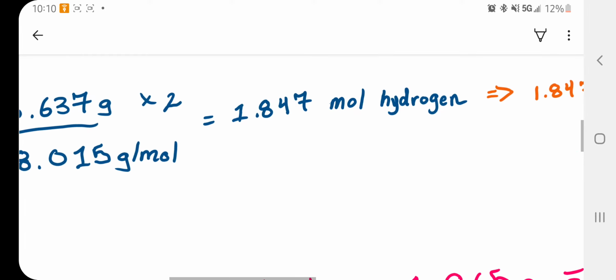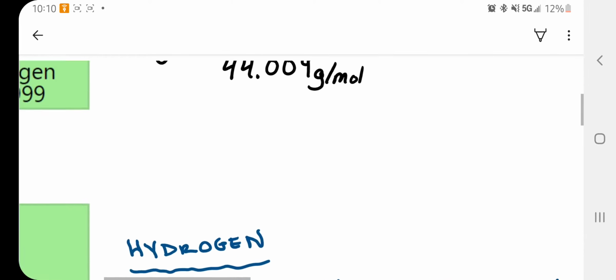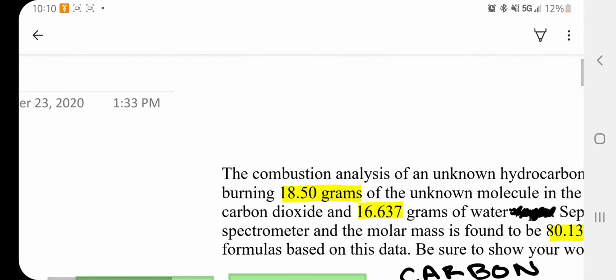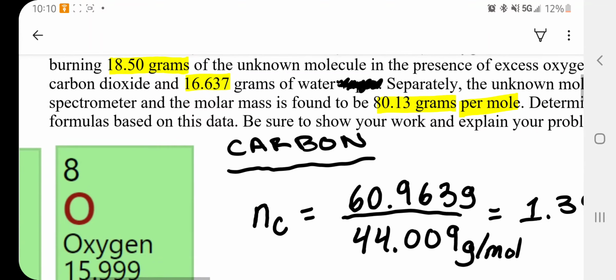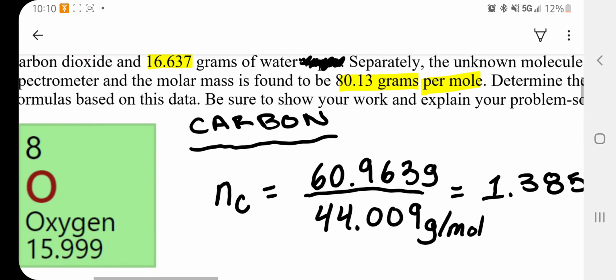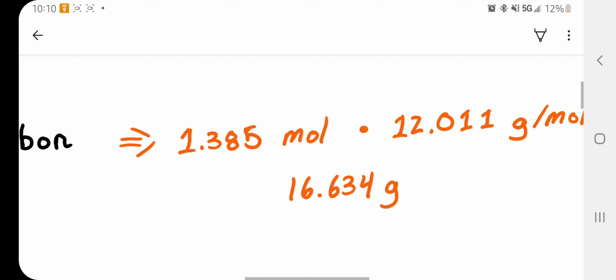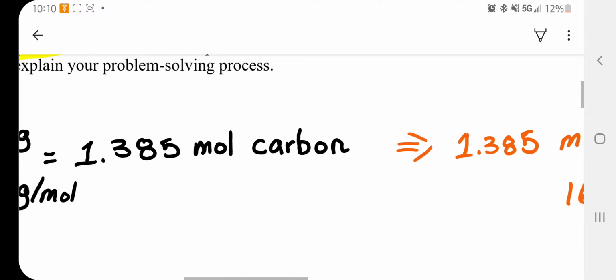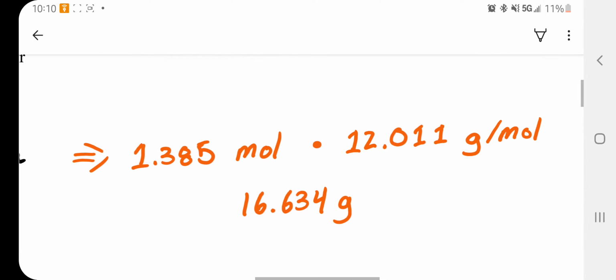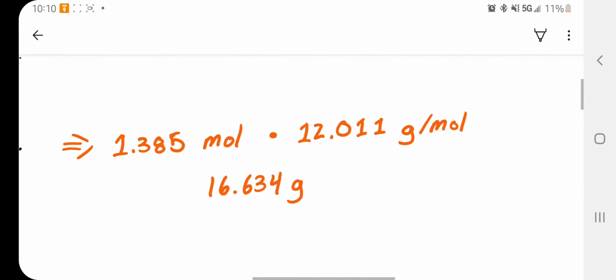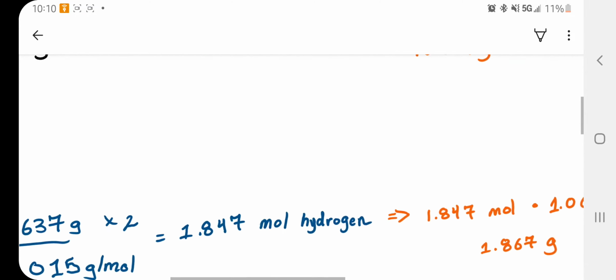We now need to find the number of moles of oxygen. It was given to us in grams, so in order to find the moles of oxygen, we need to figure out the mass of carbon and hydrogen. This is equal to the number of moles times the molar mass of an atom. In this case, we'll take the 1.385 that we found and multiply it by the molar mass, which is 12.011 for carbon. And we get 16.634 grams.